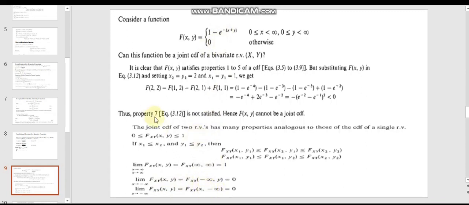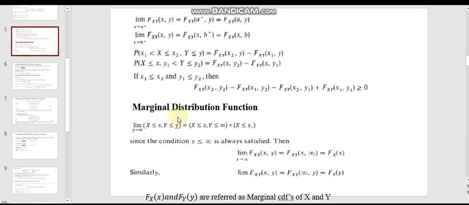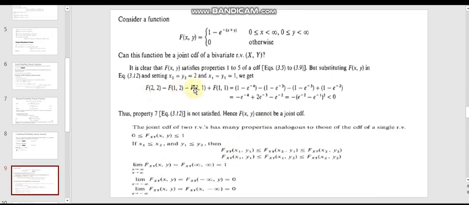0. So another property which we have, the last property, is when x1 is less than x2 and y1 is less than y2, then the joint CDF, I will get this joint CDF. This should be greater than or equal to 0. So when I apply this property, it is obvious that this function is less than 0. Hence, I can say that the function is not a joint CDF of a bivariate random variable.